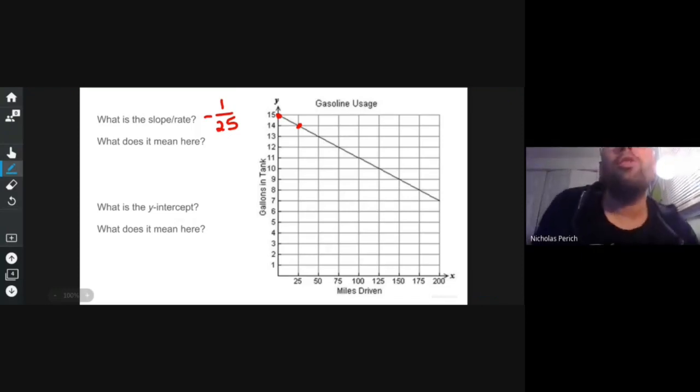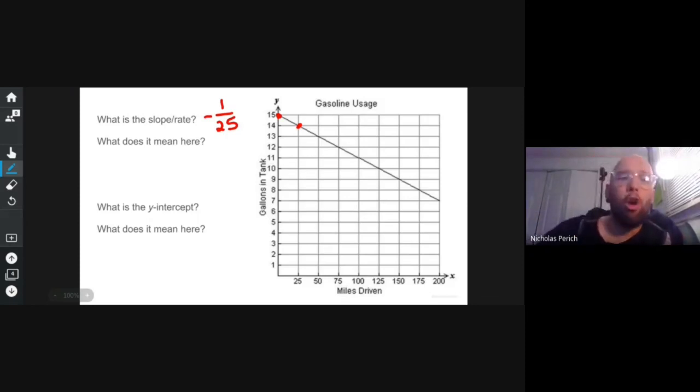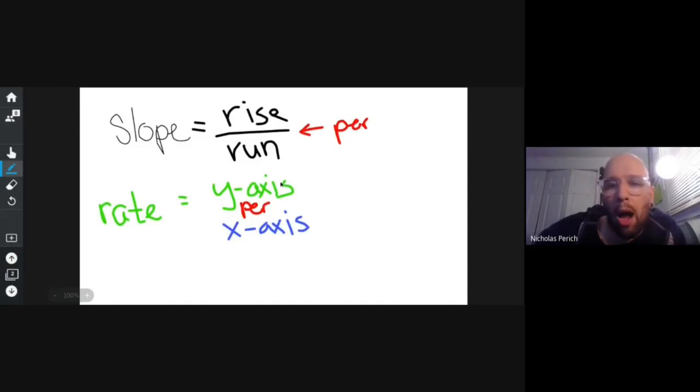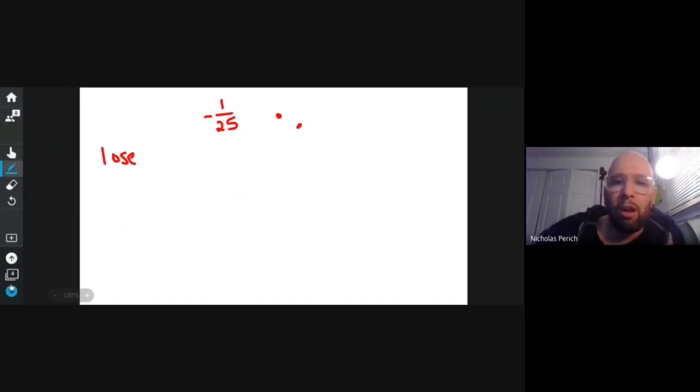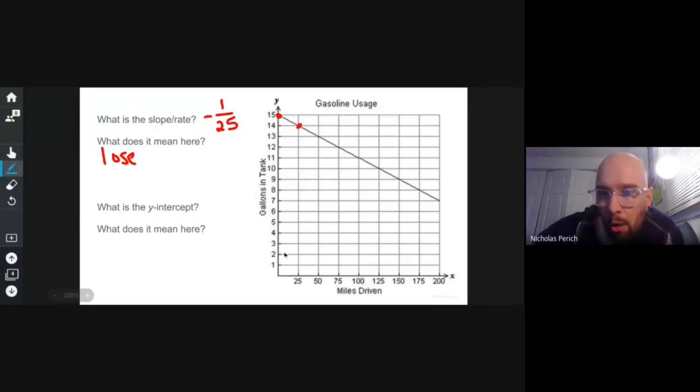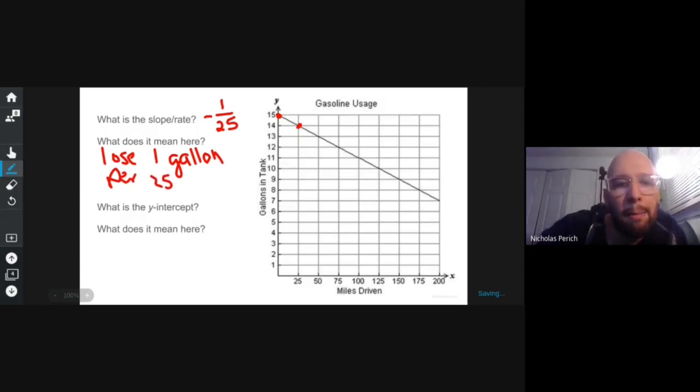If I have a negative slope, that means I'm decreasing or I'm losing. So what does my slope mean? I lose or I decrease. Again, going back, the rate is the y-axis per the x-axis. So something per something. Gallons per mile. So I lose 1 gallon per 25 miles.